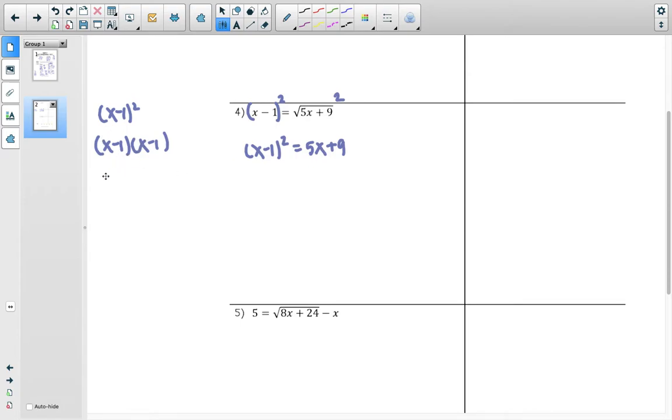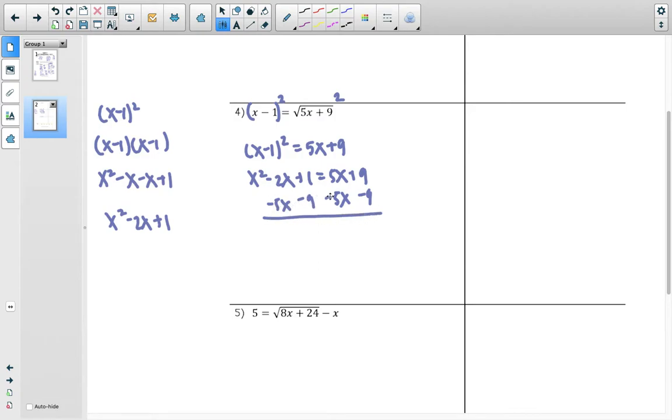So we're going to take x times x, which is x squared. X times negative 1, which is negative x, and positive 1. So you have x squared minus 2x plus 1. So not any different than the last problem. Just a little bit more work. We need to subtract this 5x over and subtract this 9 over. I'm going to run out of room. I can see it. All right, so we'd have x squared minus 7x minus 8 equaling 0.